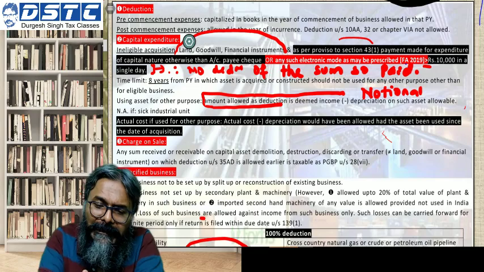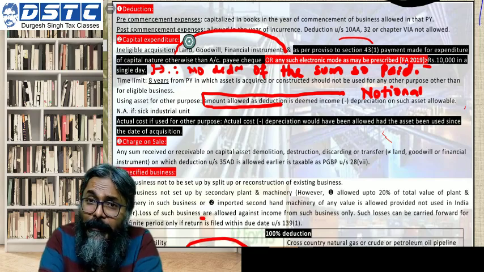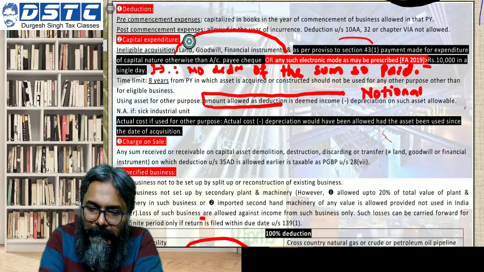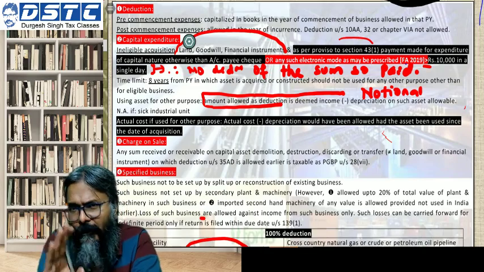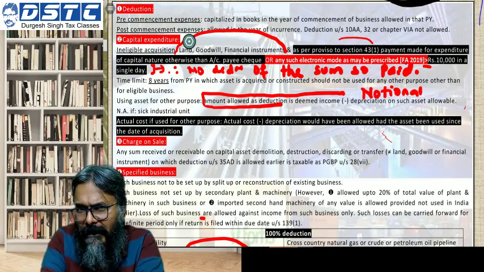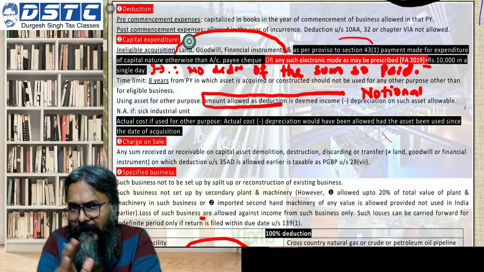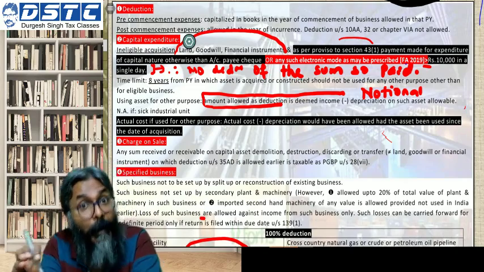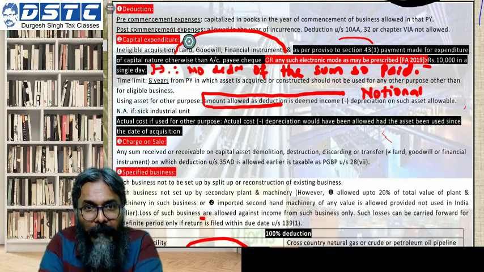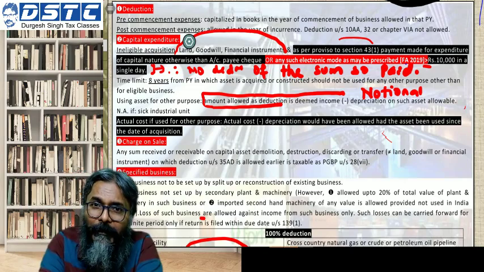Now this asset will enter into the block. Now I'm using it after 2 years. What I have told you is that now I'm using this asset for my manufacturing business. So obviously, because it is going to be used for my manufacturing business, now the asset would be entering into the block of asset.